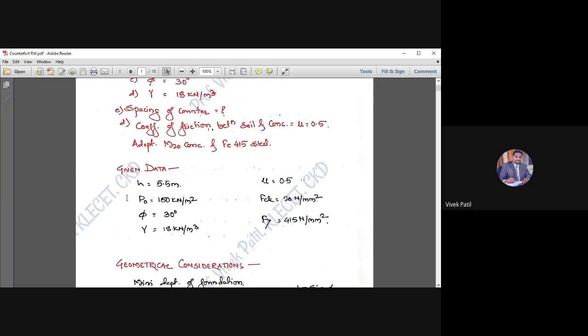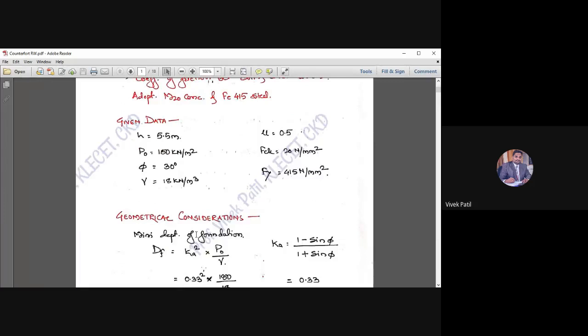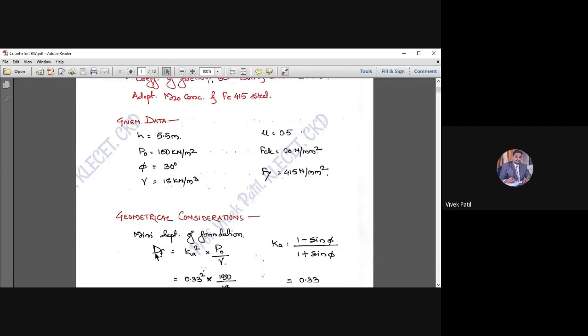Let us now go for the geometrical considerations. Very similar to the design we have done for the cantilever, the same thing we have to repeat in the first step. That is, the dimensions of the retaining wall have to be fixed here in this step. First, the minimum depth of foundation we'll be calculating. Minimum depth of foundation is given by df equal to K squared into P naught divided by gamma.